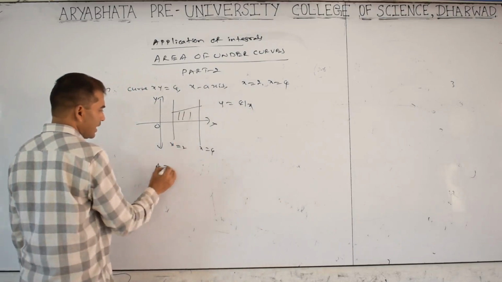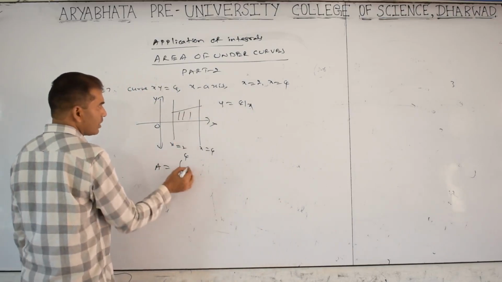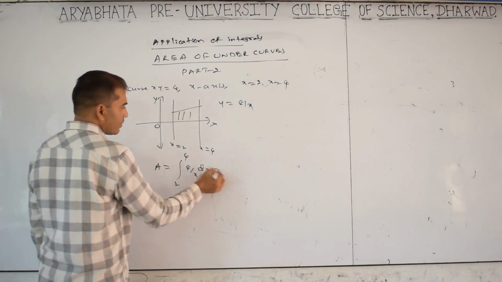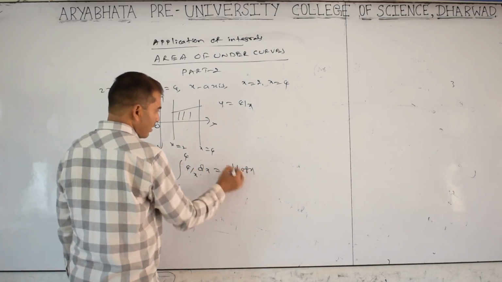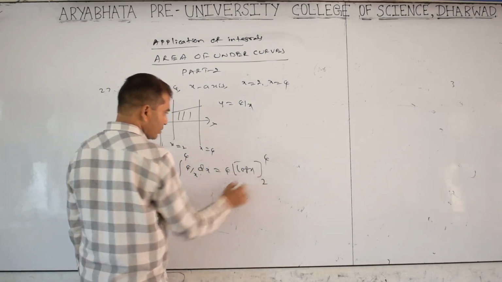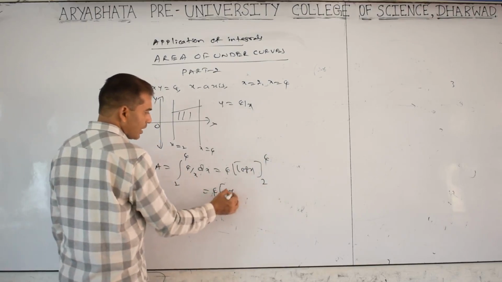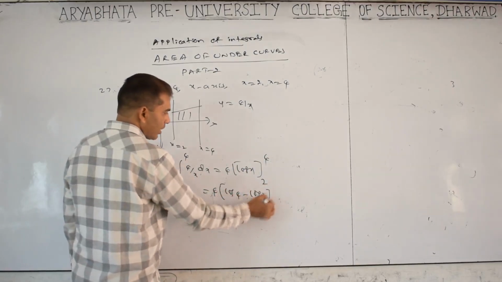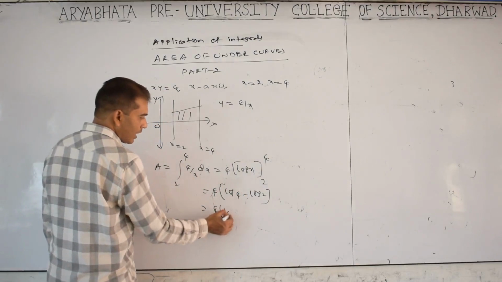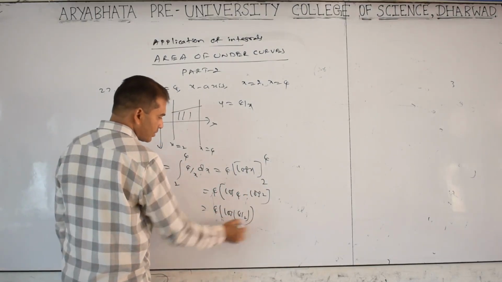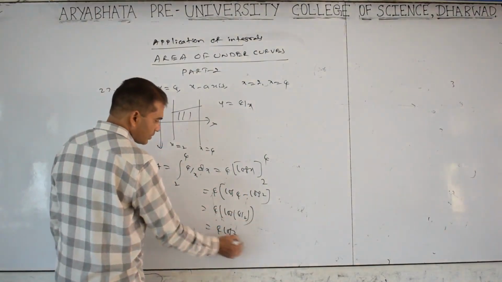So integration for the area, limits 2 to 4, 4 by x dx. Integration of 1 by x dx is log x. Limits 2 to 4, 4 into log 4 minus log 2. 4 into log of m by n, that is 4 by 2. So 4 into log 2. This is the answer.